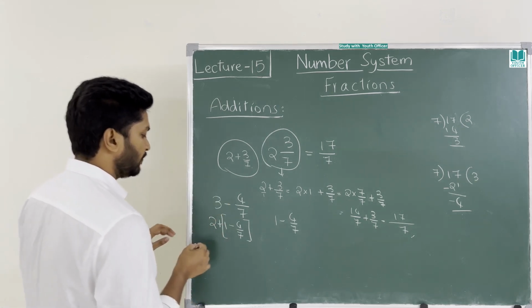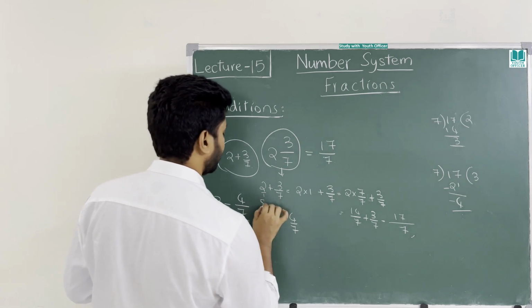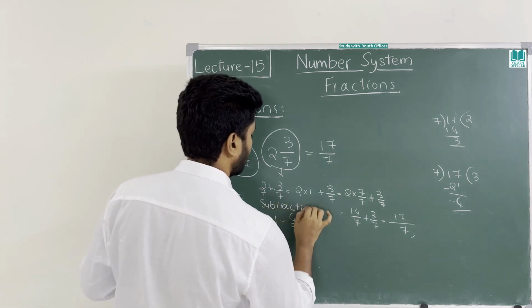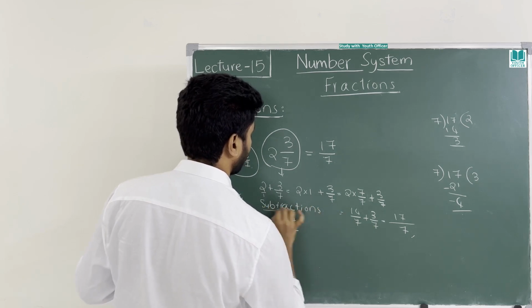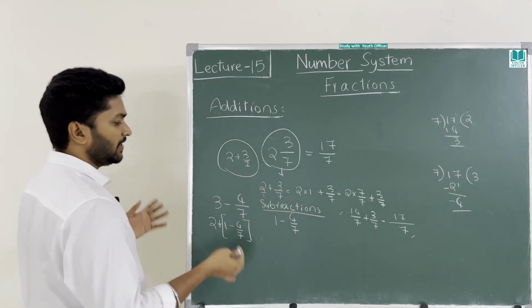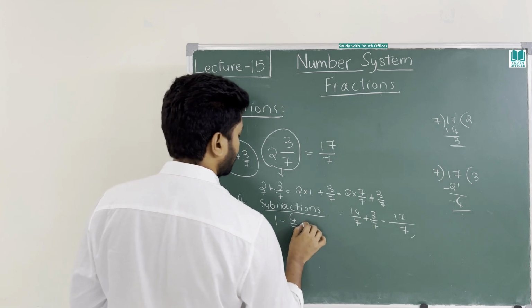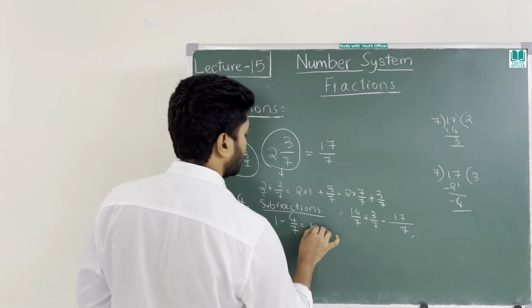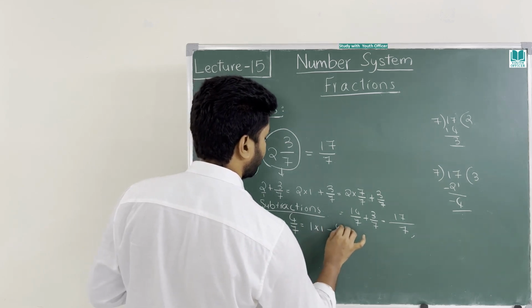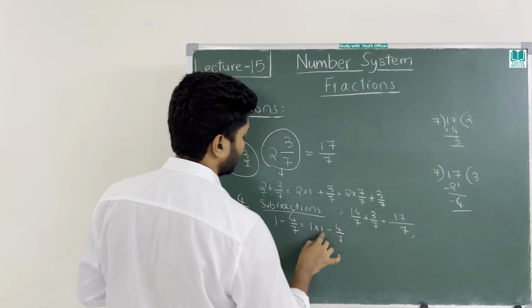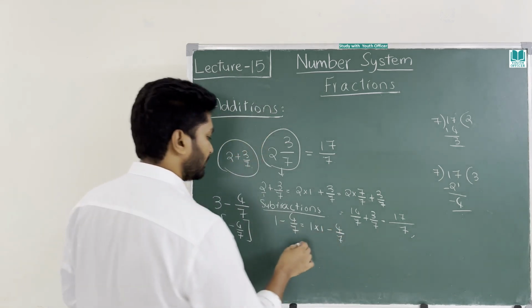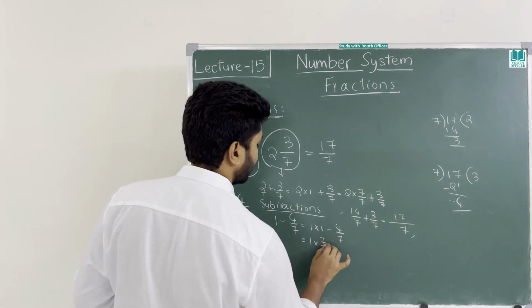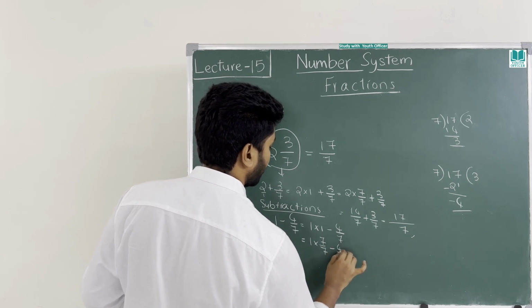Now put the heading: subtractions. I am not going to take one more topic; here itself I am explaining how to do subtractions. Similar to additions, you want the denominators to be equal. When they are not equal, what do you do? Multiply by 1. Not every time do you need to multiply by 1. So now I will convert this 1 as 7 by 7 minus 4 by 7.